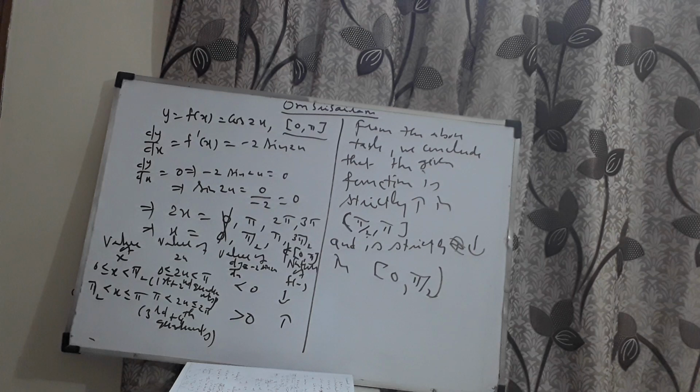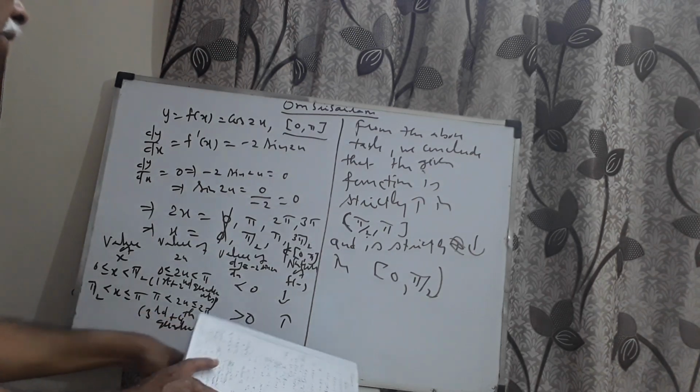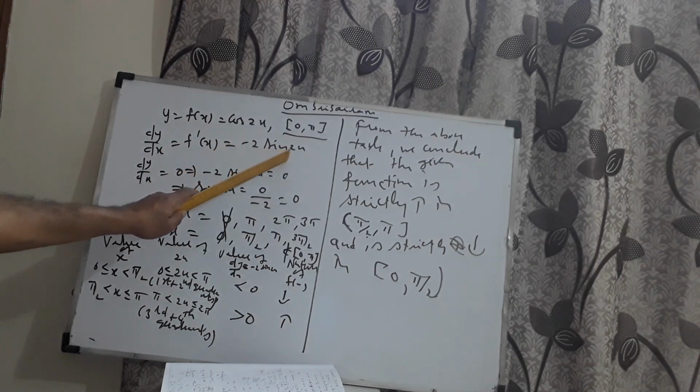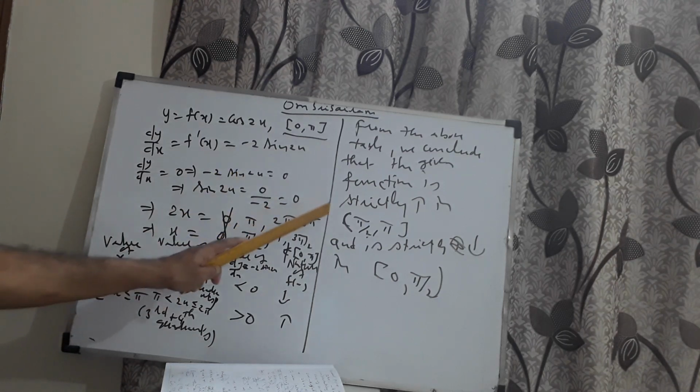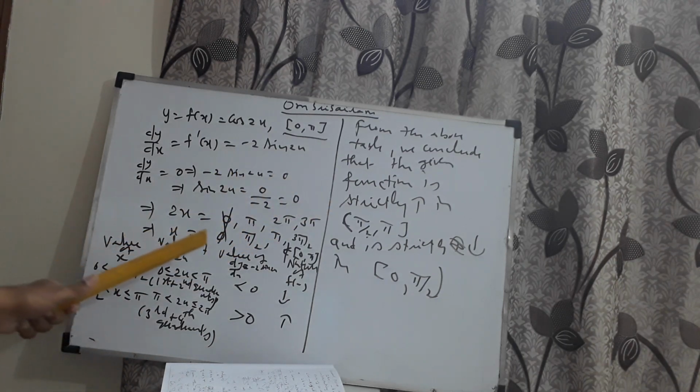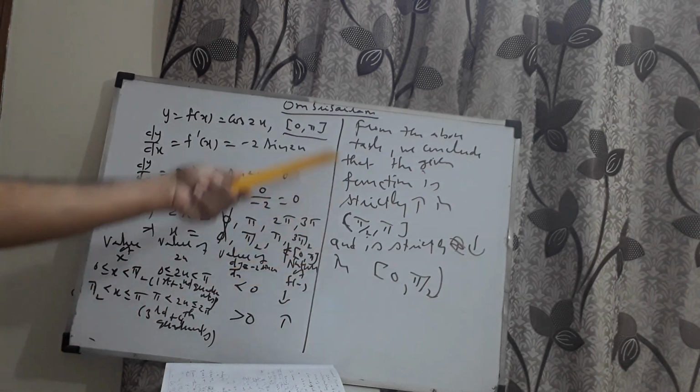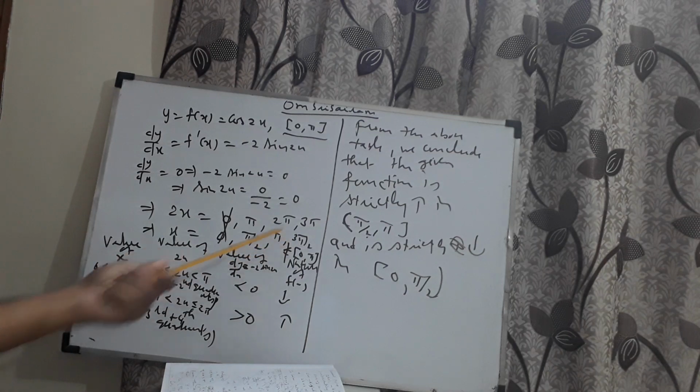Let me just explain the whole lot fully. Let me take dy/dx. It is -2 sin 2x. dy/dx = 0 implies sin 2x = 0. I am not bothered about 0. I'll take π, 2π, 3π. Dividing by 2 throughout, I get π/2, π, 3π/2. But 3π/2 is a quantity beyond π. Therefore, I take only these two values.